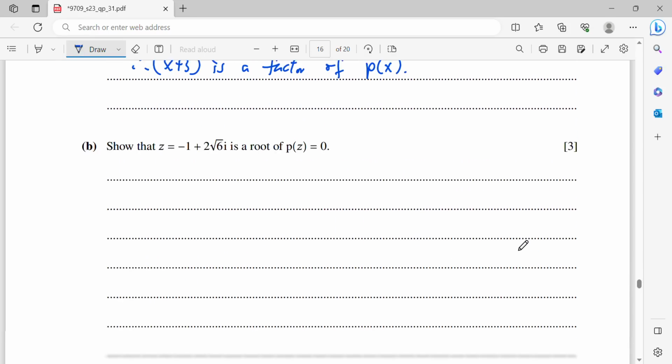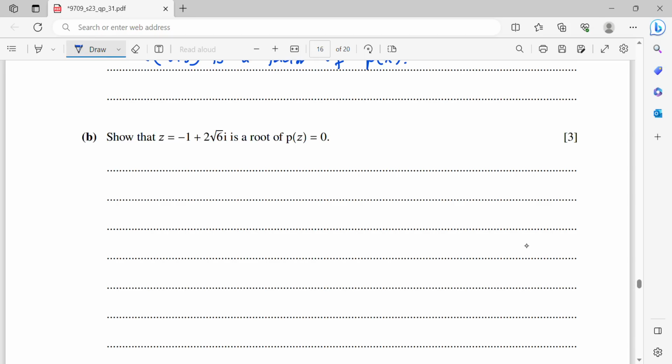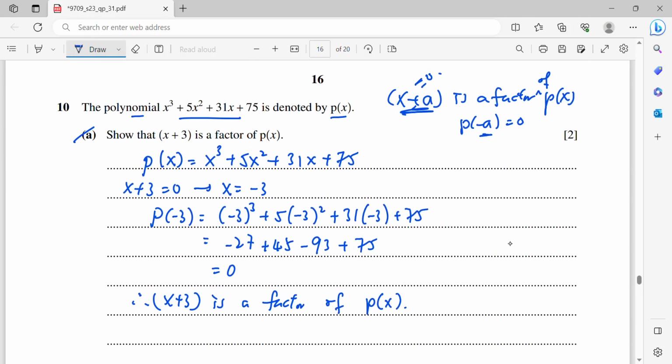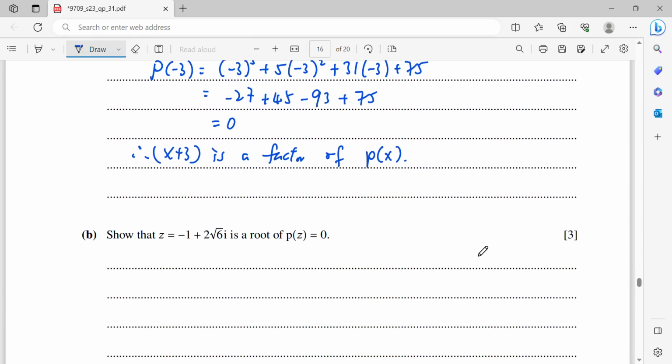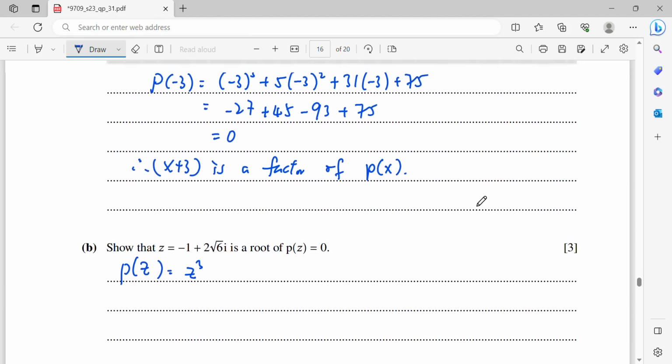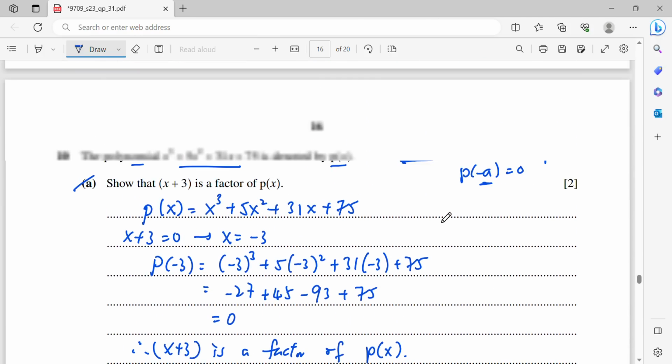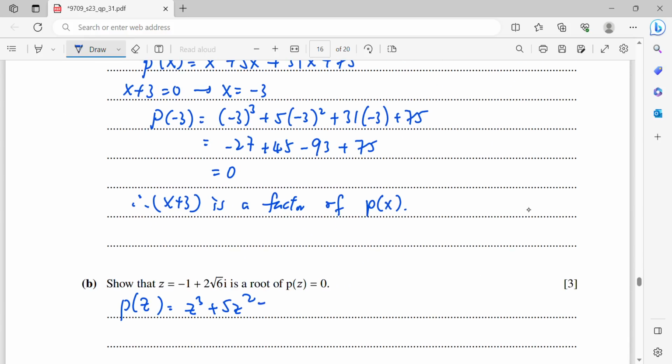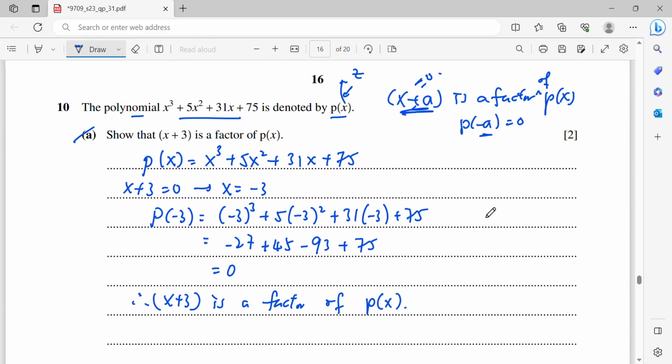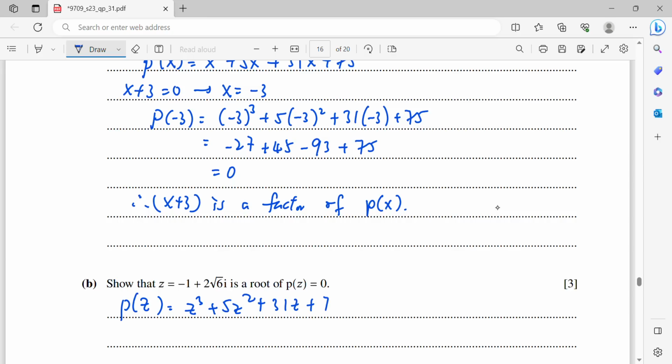Okay, so B, show that z equals negative 1 plus 2 root 6i is a root of p(z) equals 0. So now just now was p(x). Okay, now you change the x to z. So I will write p(z), just change accordingly. So it will be z cubed, then plus 5z squared, plus 31z, plus 75.